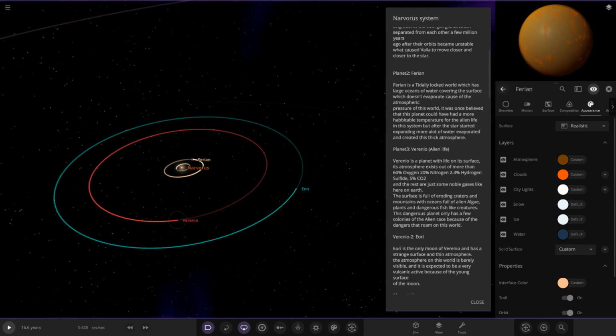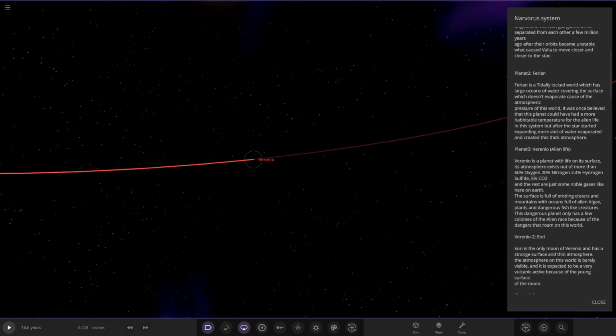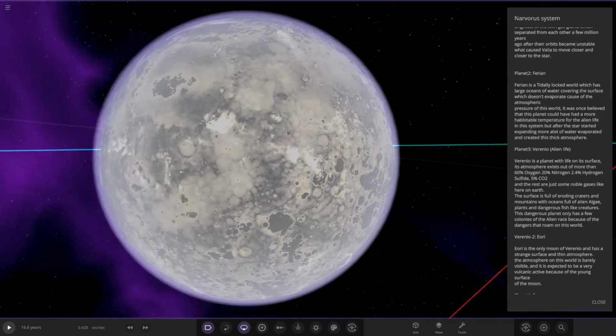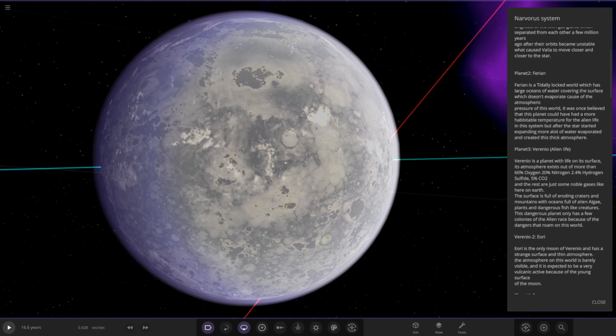Right, so next jump out. So next up we got Verneo over here. It's a planet with life on its surface. Its atmosphere consists of more than 60% oxygen, 20% nitrogen, 2.4% hydrogen sulfide, and 5% CO2. I completely butchered that at first. Cool. Right, and the rest of these are just noble gases like here on Earth.